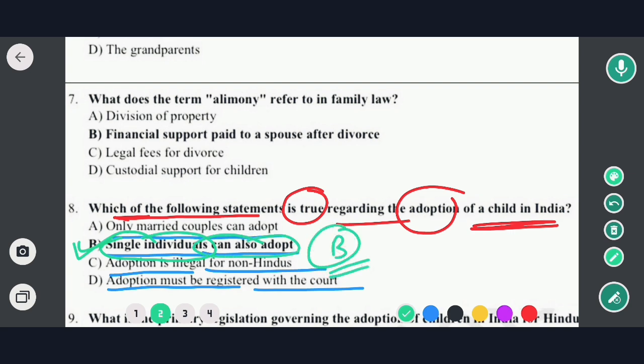Look, what did the question say? The question says which of the following statements is true regarding the adoption of a child in India. That means if there is an unmarried person, a single individual can also adopt a child. Only a married couple can adopt: this is also wrong because unmarried persons have also been given this right to adopt a child. Adoption is illegal for non-Hindus: this is also incorrect. Adoption must be registered with the court: this is also incorrect. So a single individual can also adopt a child. So in this case option B would be the correct answer.